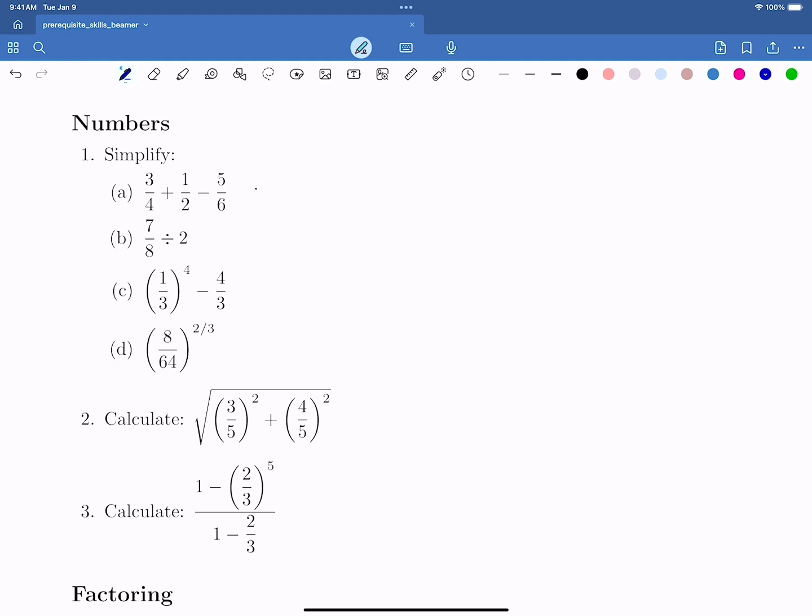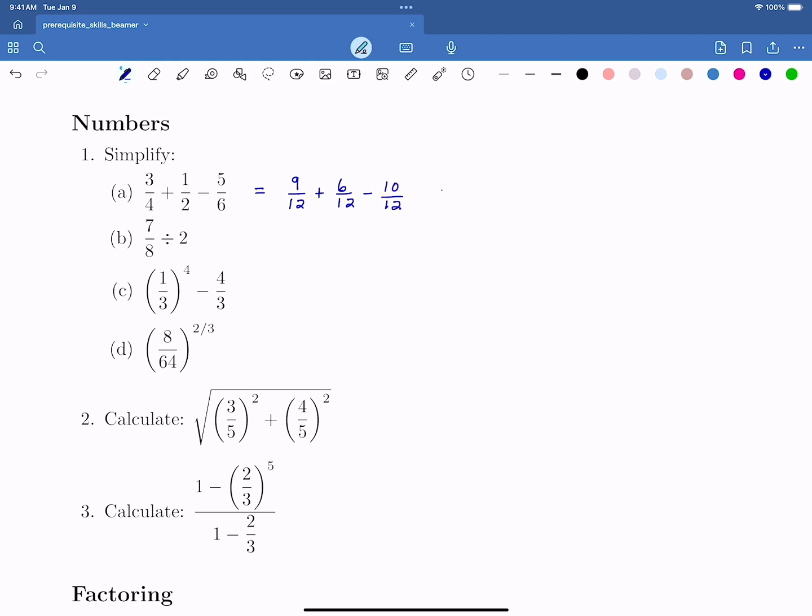So first we have 3/4 plus 1/2 minus 5/6. What we want to do here is get a common denominator. The common denominator for 4, 2, and 6 would be 12. So we're going to rewrite each fraction using a denominator of 12. 3 out of 4 is 9 out of 12. 1/2 is 6 out of 12. 5/6, 10 out of 12.